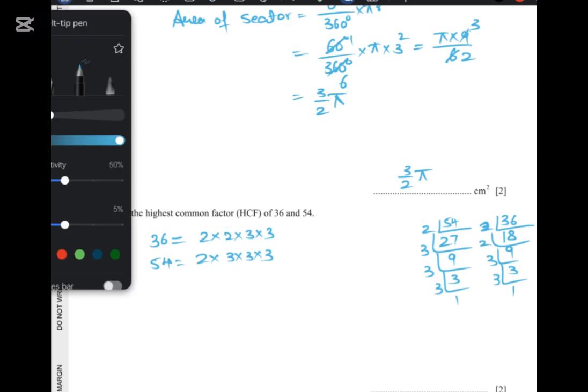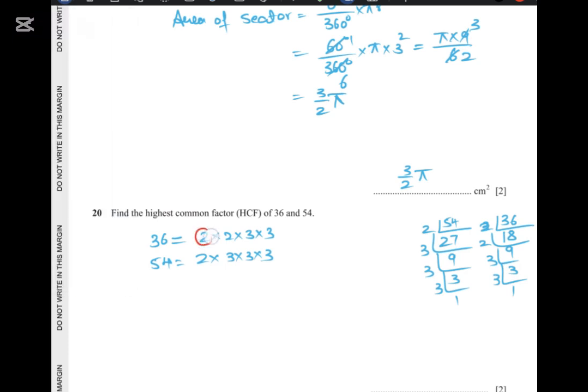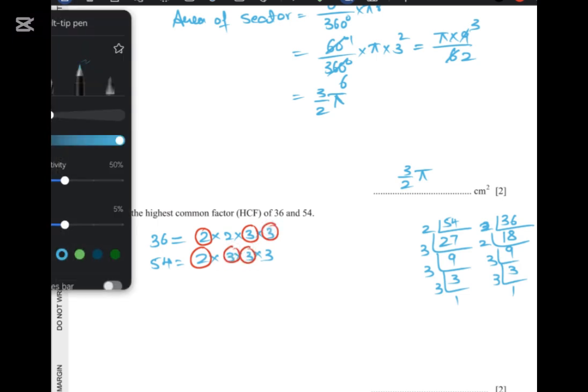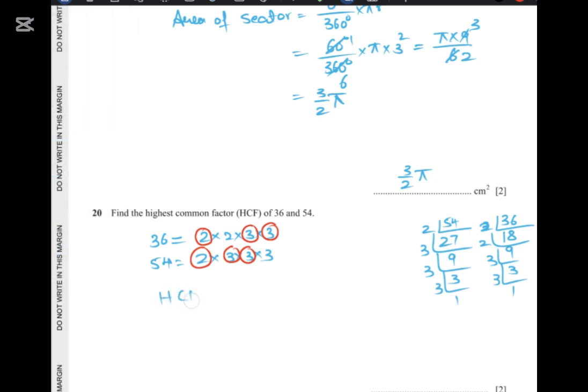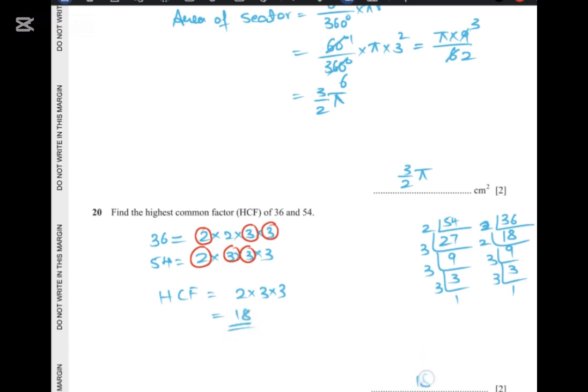Find out the common factors. 2 is common, 2 threes are common. So this is left out. Find out the answer. So HCF will be 2 into 3 into 3, 18. So the answer is 18.